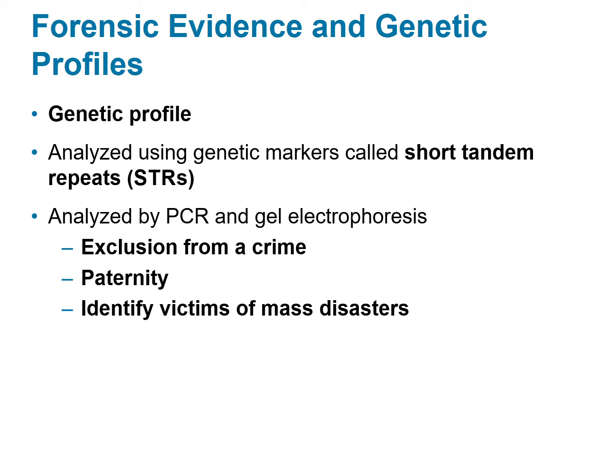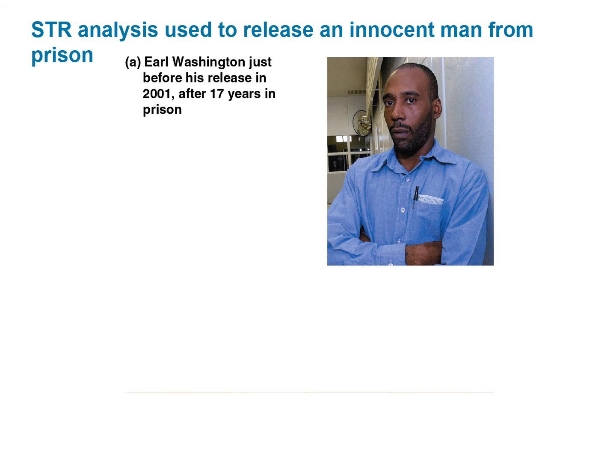This allows forensic scientists to exclude someone from a crime by identifying the genetic profile, comparing the profiles of individuals who might have left a sample at a crime scene, some sort of tissue or blood, and to include or identify an individual that might have been present, determine paternity, and identify victims of mass disasters. One key example, of excluding someone from a crime, unfortunately, involved an individual who did spend some time in prison.